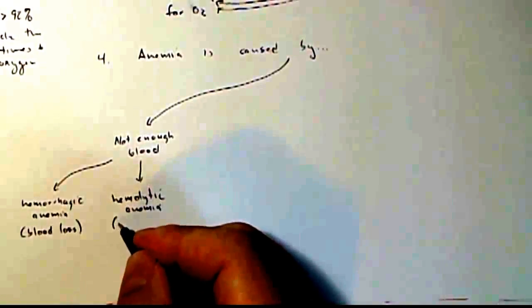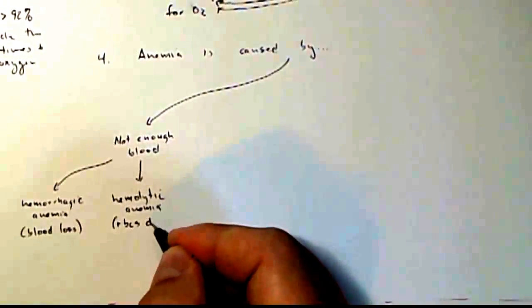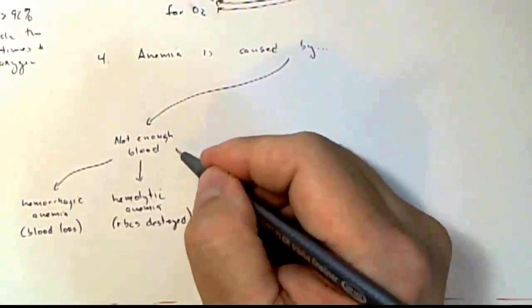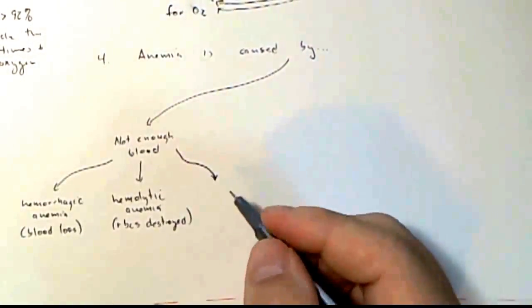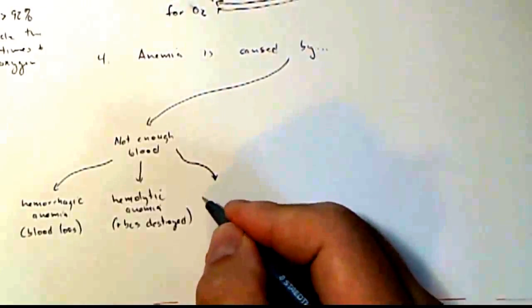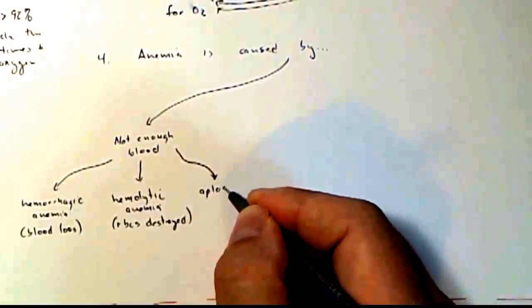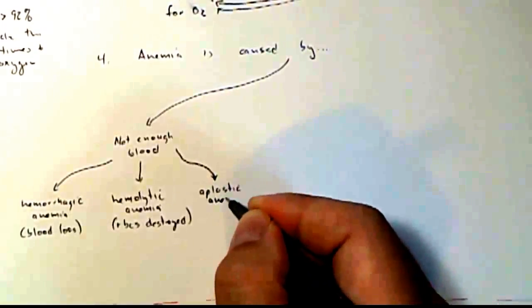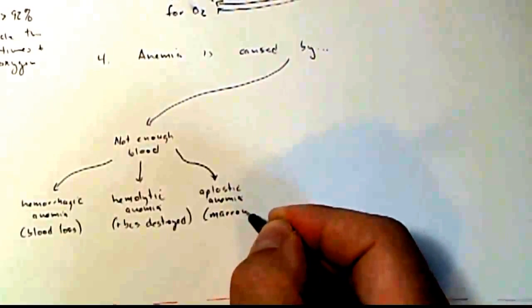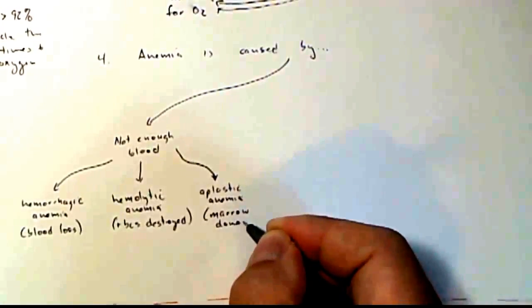Hemolytic, RBCs destroyed. So either there's sepsis or there's something destroying the red blood cell. Sickle cell, I guess, would fit into that too. And then aplastic anemia is bone marrow damage. We'll just call it marrow damage.